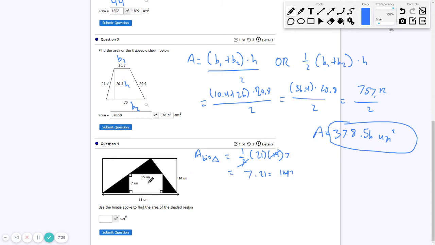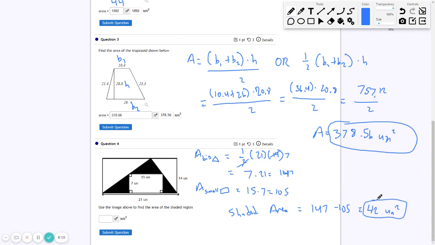Now, I need to subtract the area of the small rectangle here. So area of small rectangle, that is 15 times 7. So I do 15 times 7, I get 105. So to find the shaded area, it's going to be 147 minus 105, which when I do that, I should get 42. And it's going to be 42 units squared. So that is how we find the shaded area.